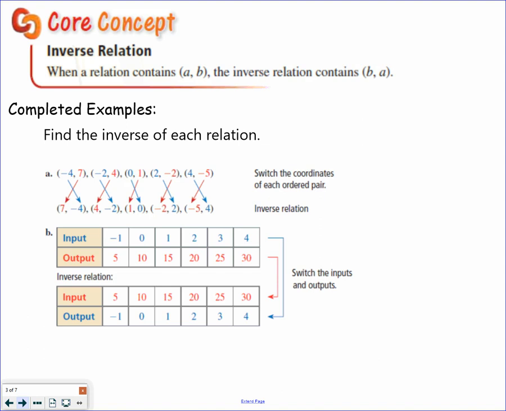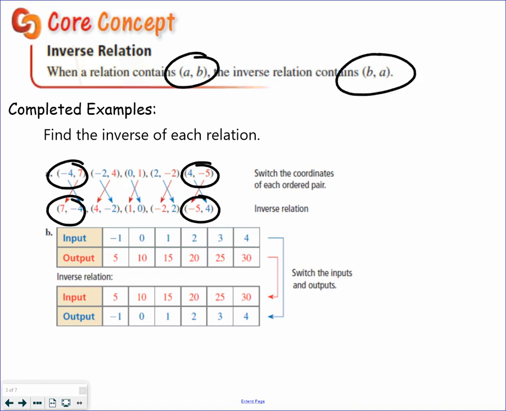So here we go. Notice, -4, 7, the inverse is 7, -4. 4, -5, the inverse is -5, 4. So again, you are switching the inputs and the outputs. So A comma B is the same as B comma A in the inverse. So this is an inverse relation.